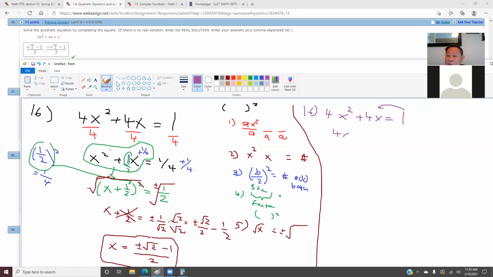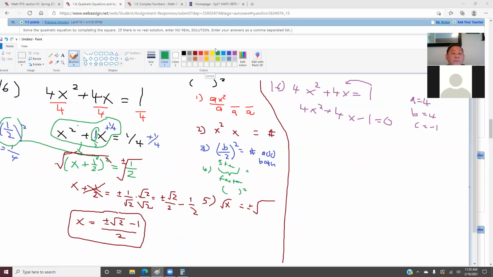So that is the thing when you do the quadratic formula, you have to make it equal to 0. So your A in this case will be 4. Your B in this case also will be 4. And your C is -1. So what's the quadratic formula? Is it negative b plus or minus the square root of b squared minus 4ac, all over 2 times a?